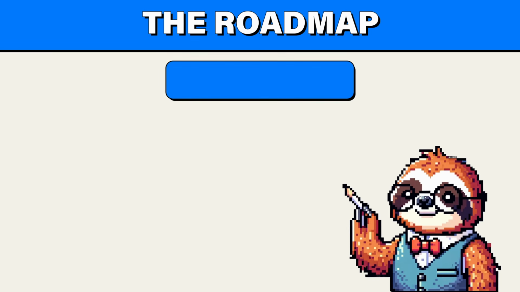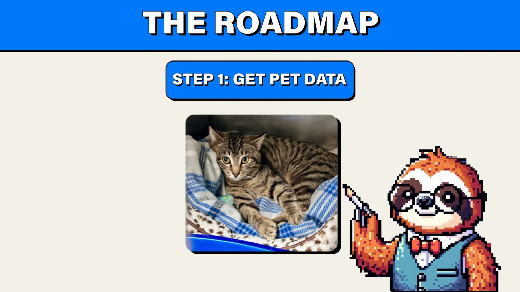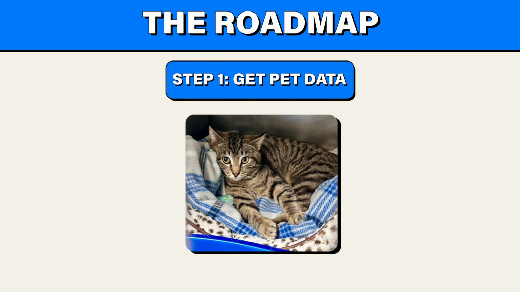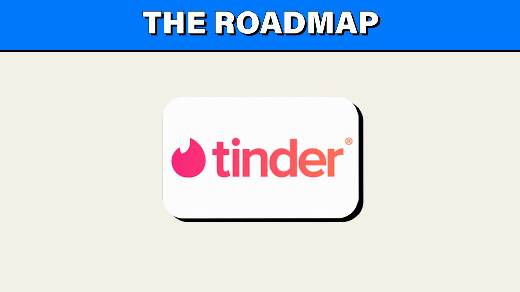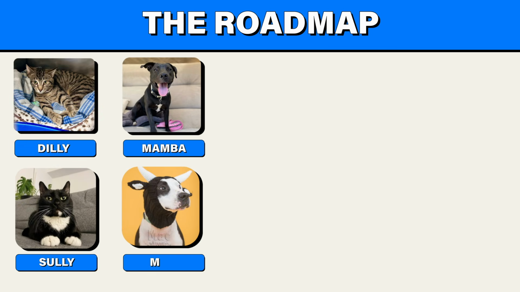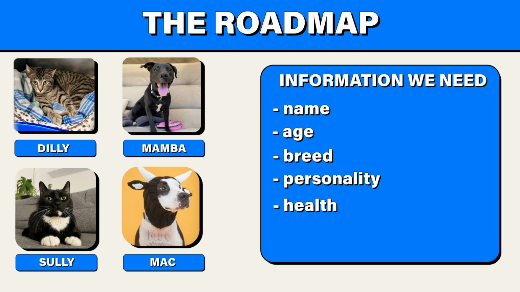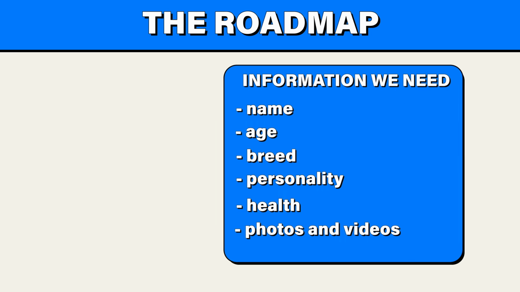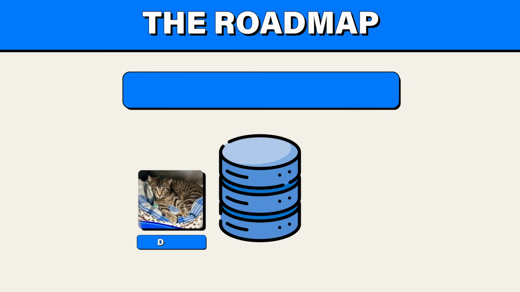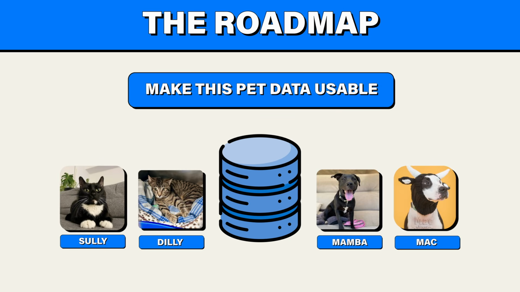Okay, our first step for this app is getting some data on pets. This is an essential part of our project, since in order to create an app that's about adopting pets, we need data on pets that need to be adopted. We're gonna need detailed information like the pet's name, their age, the breed, the personality traits, their health status, and of course, their adorable photos and videos. Once we have that data, we'll save it inside a database.